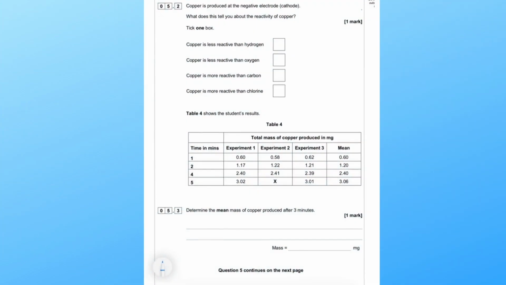During electrolysis of copper chloride, copper is produced at the negative electrode, at the cathode. What does this tell us about the reactivity of copper? So copper must be less reactive than hydrogen, otherwise hydrogen gas would be produced.